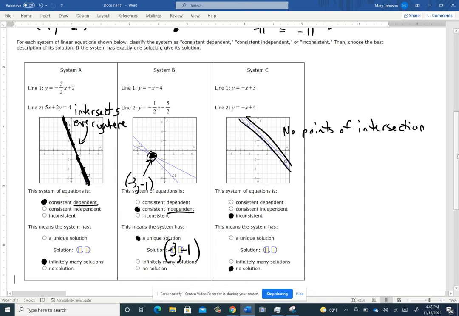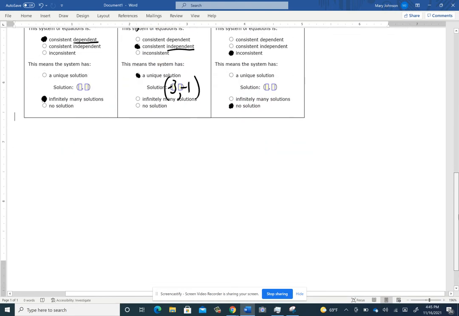All right, then let's look at some problems where you're being asked to solve. So you might be asked to solve by graphing.